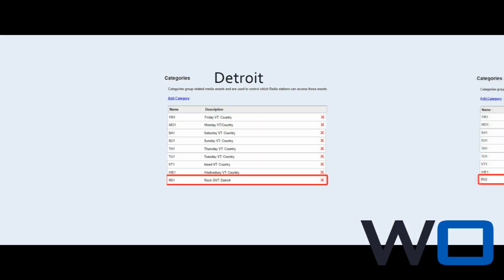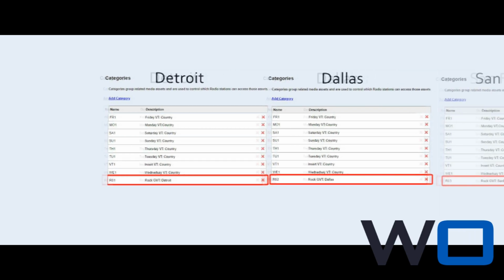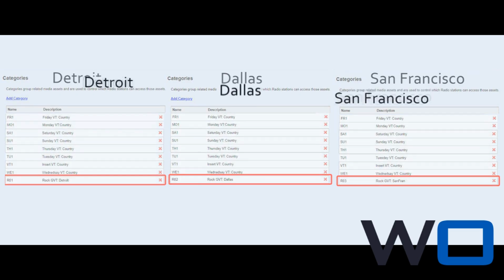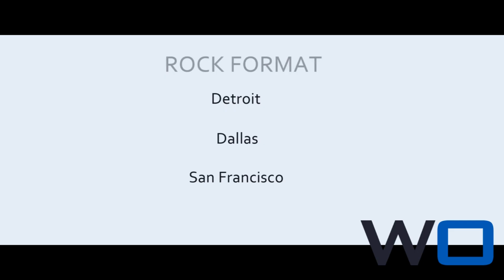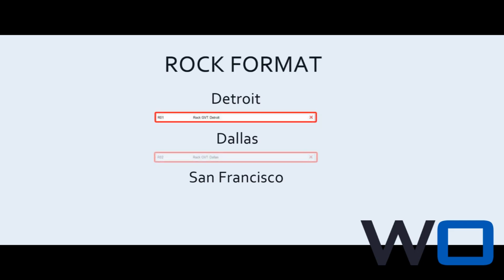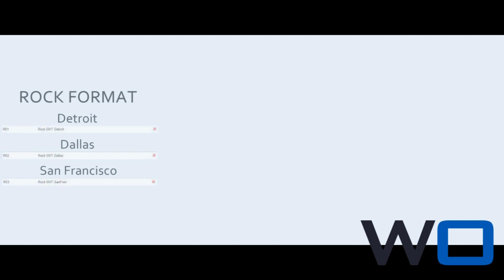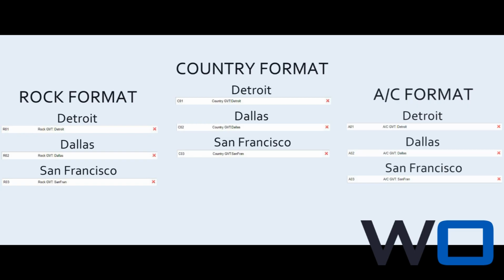For example, Detroit, Dallas, and San Francisco are going to group voice track for a rock format. Each of these markets will need to have a unique category within the group for these voice tracks. To accomplish this, I may create a category in Detroit called R01, in Dallas R02, and in San Francisco R03. If we have multiple formats that will be associated with other markets to do group voice tracking, we may need to do something like C01 through 03 for a country format, or A01 through 03 for an AC format.